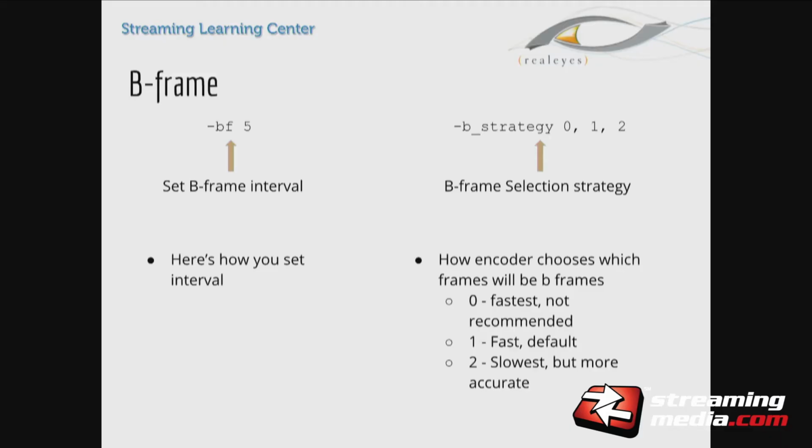How do you set B-frame? You set B-frame with BF, and then you set the B-frame interval. And then the B-frame strategy is pretty important. This is basically telling the encoder how to choose which frame is going to be a B-frame and which frame is going to be a P-frame, or even, I guess, a keyframe as well. And the two options, 0 is not recommended if you look at the docs. Number 1 is fast, that's the default. Number 2 is the slowest, but it's also more accurate.